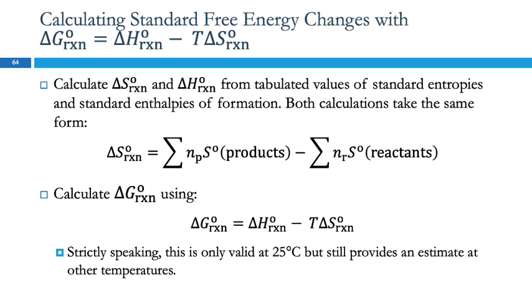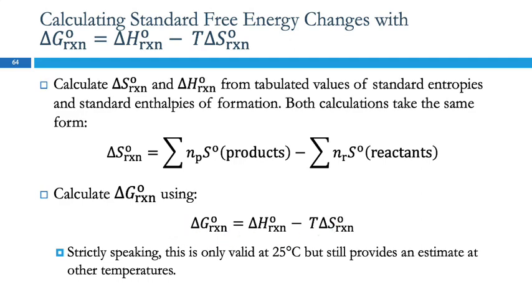So the first way is using delta G equals delta H minus T delta S. So here we're going to calculate the standard entropy change for the reaction and the standard enthalpy change for the reaction from tabulated values. And we're using that somewhat intimidating equation. So that works for delta S. It also works for delta H. Again, it's the products minus the reactants. Once we get those numbers, then we can calculate delta G using this equation.